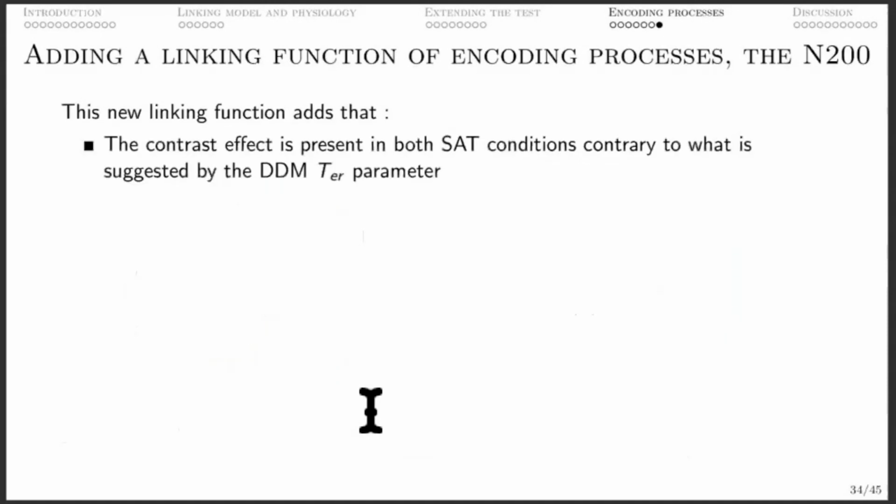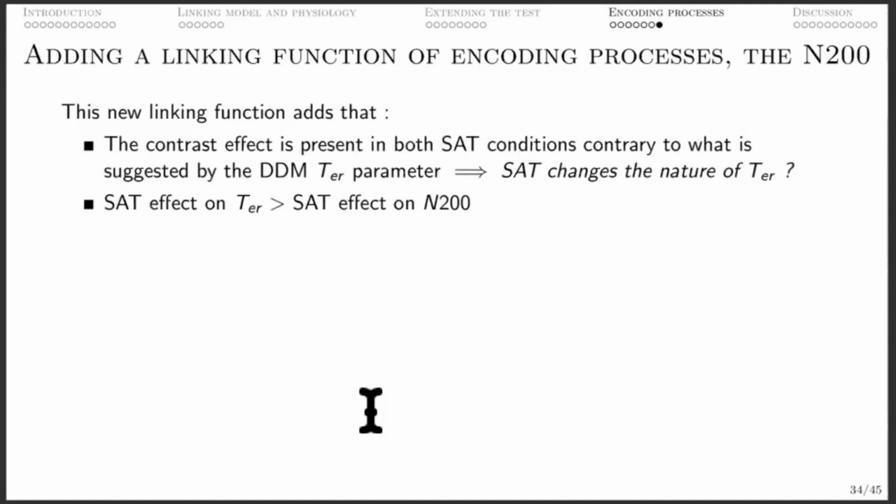So this new linking function adds the following conclusions. First, the contrast effect is present based on the N200, so the physiological measure of encoding time is present in both speed accuracy trade-off conditions, contrary to what is suggested by the drift diffusion model non-decision time parameter. So it could be that speed accuracy trade-off actually changes the nature of the non-decision time that is estimated by the model, but more on that later.